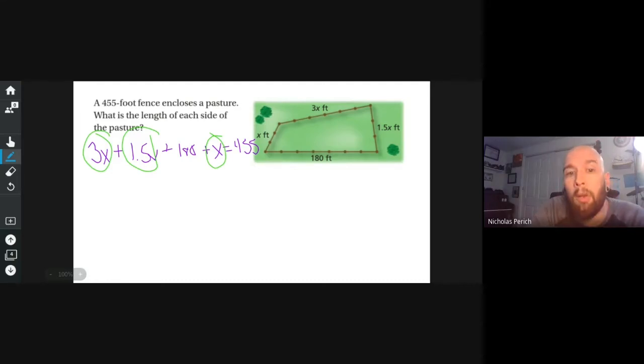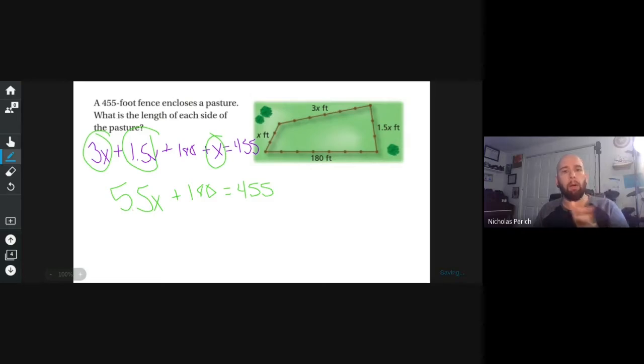And if someone brings another one, that's 5.5 xylophones. Add 180 equals 455.